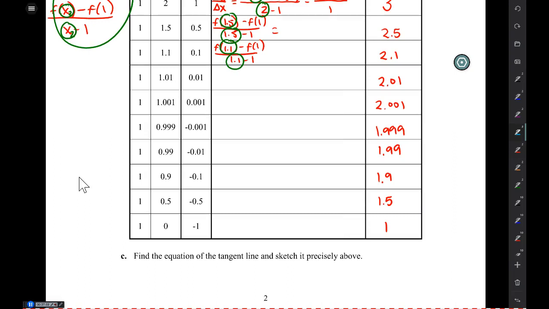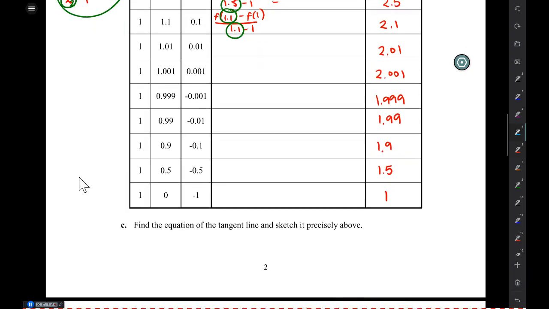Does this technique seem more accurate than just drawing it and eyeballing it? Definitely, because you're actually using the function to get precise y values instead of just letting your eyes figure out what the y value looks like. So it's much more precise. And so it seems like the slope is 2.